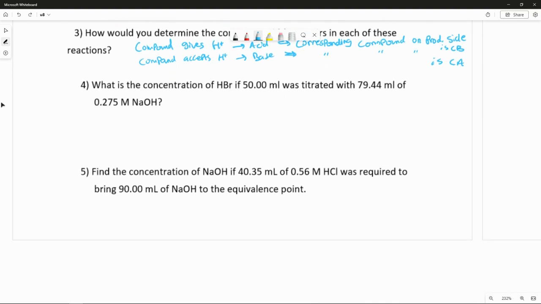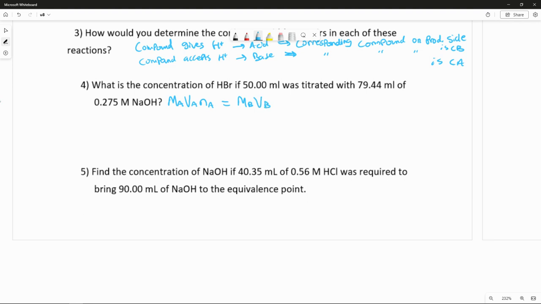Moving on to question 4. What is the concentration of HBr if 50 milliliters was titrated with 79.44 milliliters of 0.275 molar sodium hydroxide, NaOH? We start with hydrobromic acid, HBr. We know the equation, which is also not given to you on the test: the molarity of the acid, Ma, times the volume of the acid, Va, times the moles of hydrogen of the acid, Na, is going to be equal to the same thing for the base.